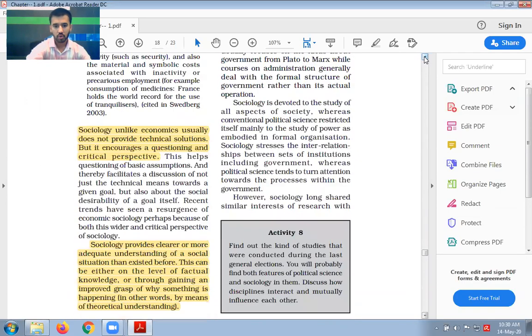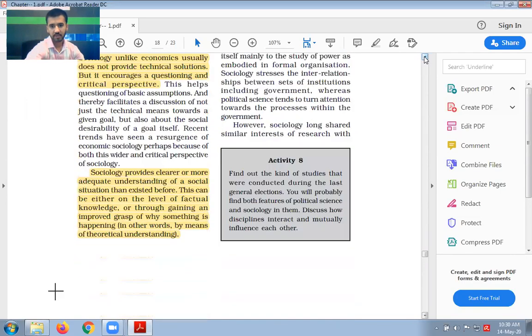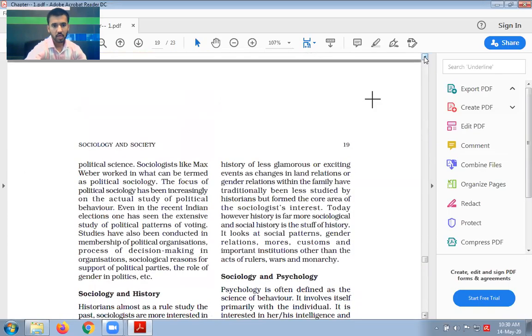Okay, however, sociology long had similar research interests. Sociologists like Marx and Weber worked in what can be termed as political sociology. So when we understand this particular subject, sociology, with the help of politics, then it becomes political sociology. Look at where it is written: sociologists like Marx and Weber. These are two sociologists who worked in what can be termed as political sociology, right? When politics is involved in the society, then that study is what political sociology is all about.